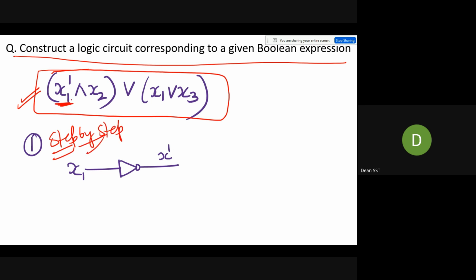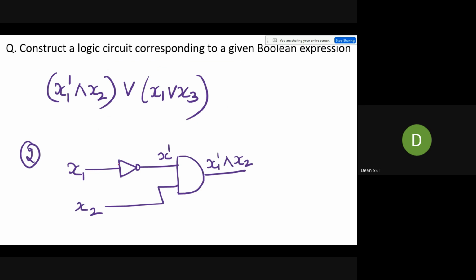X bar, the negation of X. So X goes through negation, and this is X bar. Is it clear? Then what do you have to do? Step 2 is ANDing with X2. Now you need another input, X2. This is X bar.